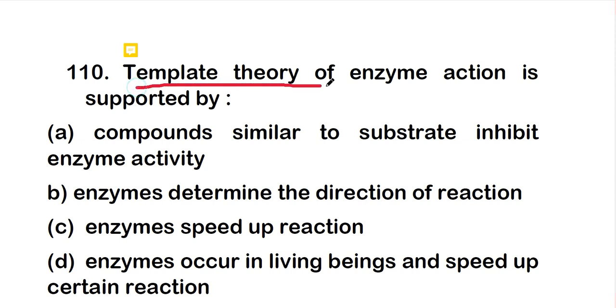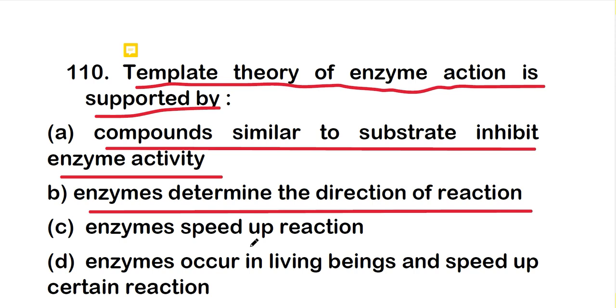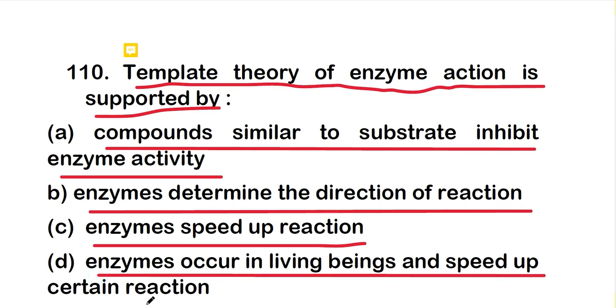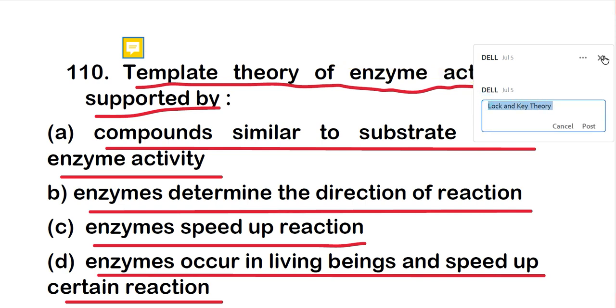So let's move on to the next question, that is question number 110. Template theory of enzyme action is supported by: option A, compounds similar to substrate inhibit enzyme activity; option B, enzymes determine the direction of reaction; option C, enzymes speed up reaction; option D, enzymes occur in living beings and speed up certain reactions. Also, the template theory of enzyme action is also known as the lock and key theory.